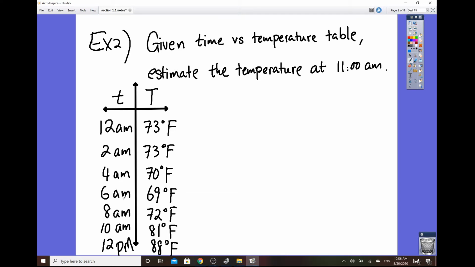Starting with 73 degrees Fahrenheit, then at 2 a.m. 73 degrees Fahrenheit, at 4 a.m. 70 degrees Fahrenheit, and at 6 a.m. it reached 69 degrees Fahrenheit. So for the pattern here, it's decreasing. And then from 6 a.m. all the way to noon, the temperature has been increasing.